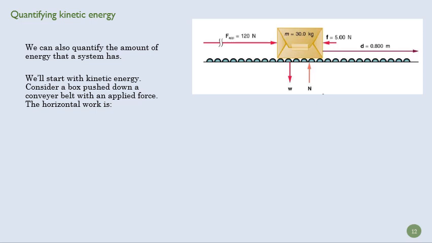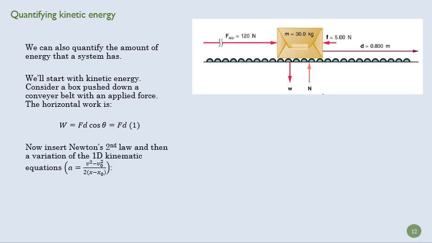This box is being pushed down a conveyor belt with this applied force. It's got some friction resisting, but it's moving in that distance. And then in the vertical direction, we can kind of ignore it, right? Because we have no movement in the vertical direction, so there's no work. But we've got two forces that are balancing each other. The horizontal work is F d cosine theta. For the applied force here, that cosine theta is 1, so it's just F d.